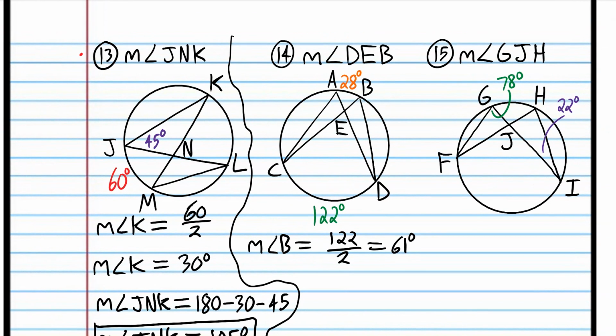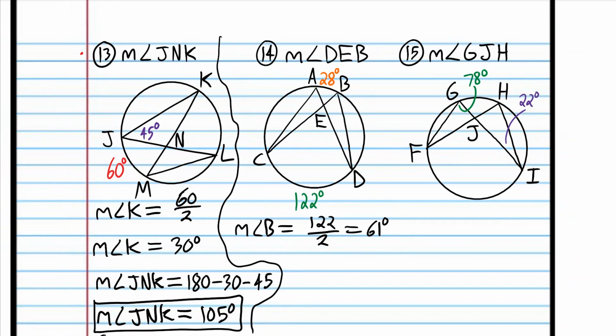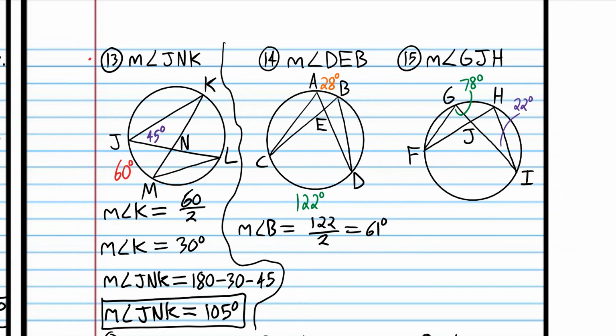Okay, so now we have this angle here is 61. We need one more angle in order to find angle DEB. So now we're going to use 28 degrees. Now I'm going to draw an inscribed angle. You see this inscribed angle here?